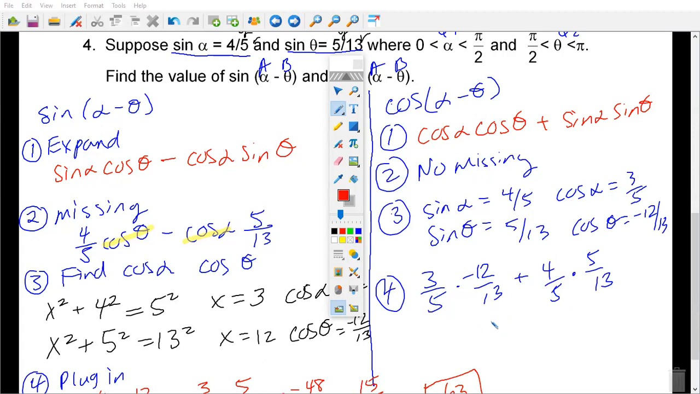3 times negative 12 is all over 65 plus 4 times 5 is 20 all over 65. And that gives us negative 16 over 65.